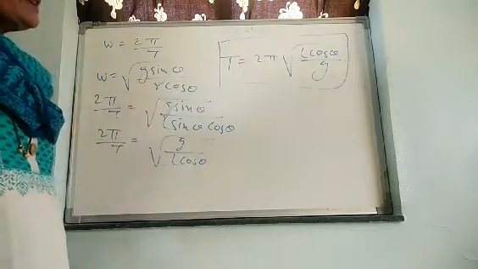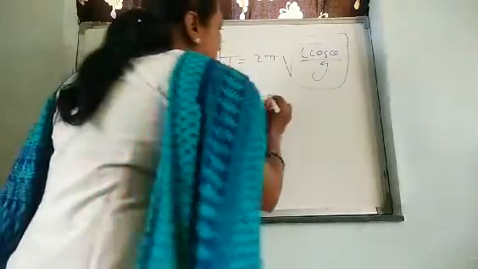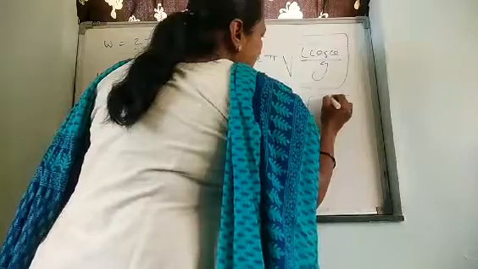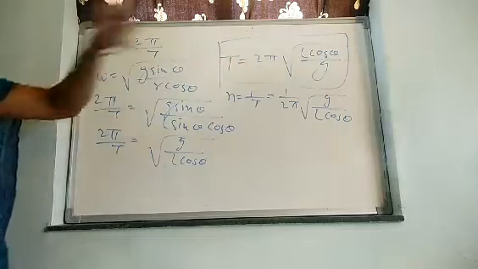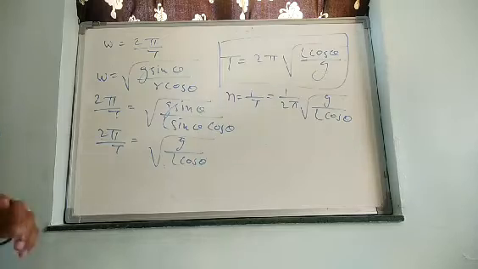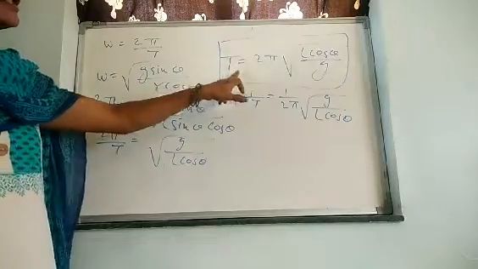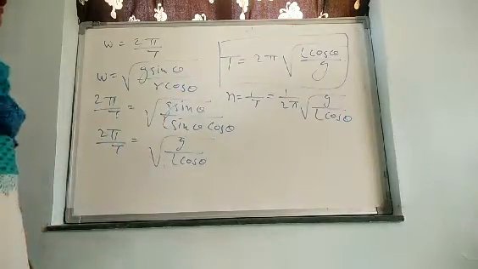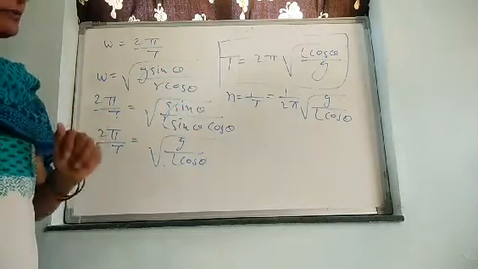Here, a question can be asked on this topic. The frequency n is equal to 1 upon T, that means 1 upon 2 pi under root g upon L cos theta. That is an expression for n. Sometimes a question can be asked like this: with the help of a diagram, define conical pendulum and obtain an expression for the period of the conical pendulum. In that case you have to prove this equation T is equal to 2 pi under root L cos theta upon g. In this way, we can derive the expression for the period of the conical pendulum.